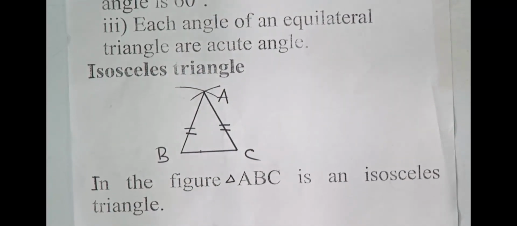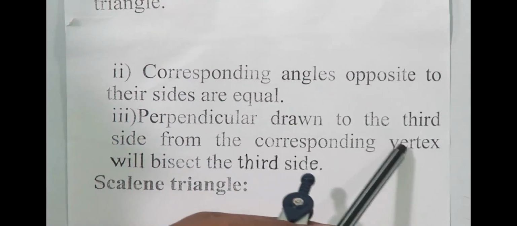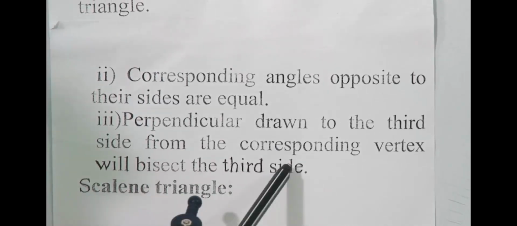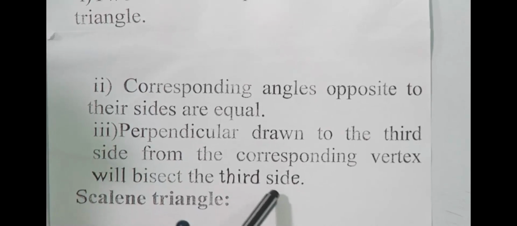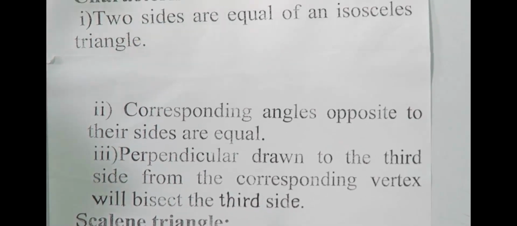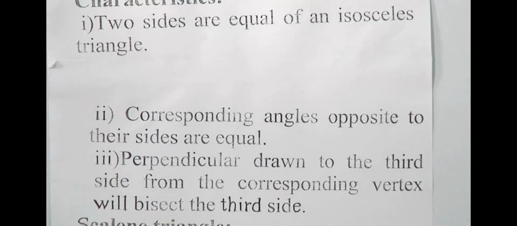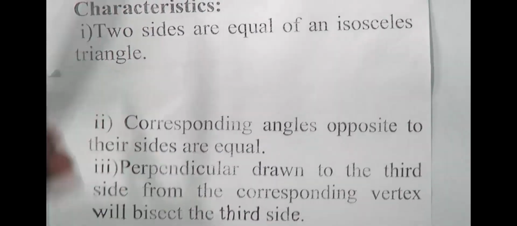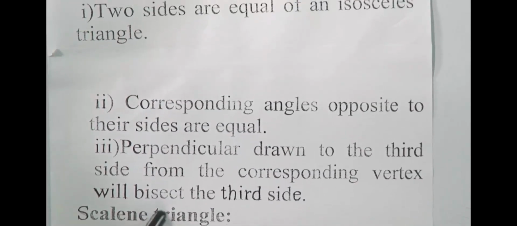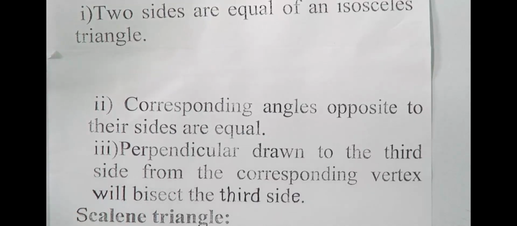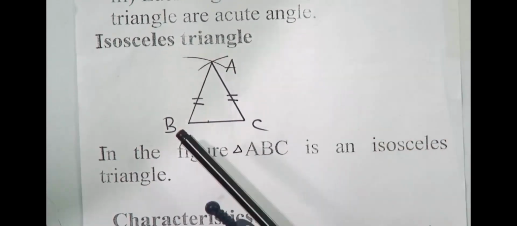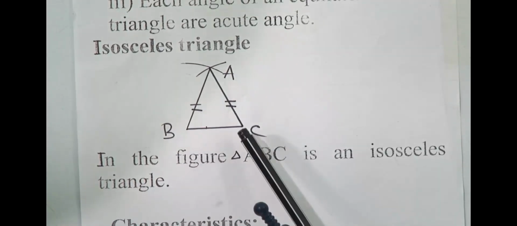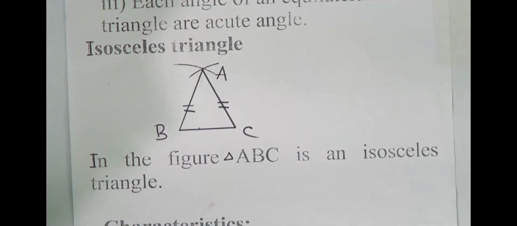Okay, number 3 characteristic: a perpendicular drawn to the third side. Suppose this is the third side. The perpendicular drawn to the third side from the corresponding vertex will bisect the third side. You see, A is a vertex point, B is a vertex point, C is also a vertex point.